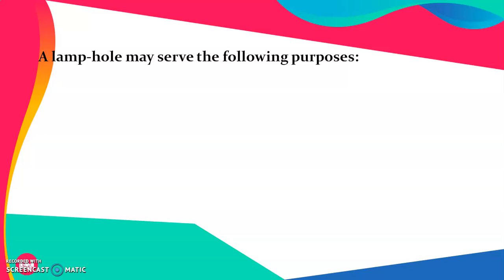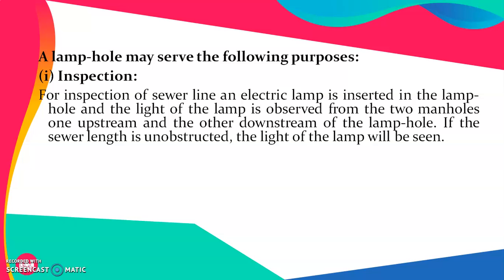The lamp hole may even serve the following purposes. One is inspection. For inspection of a sewer line, an electric lamp is inserted in the lamp hole and the light of the lamp is observed from the two manholes, one upstream and the other downstream of the lamp hole. If a sewer length is unobstructed, the light of the lamp can be seen.